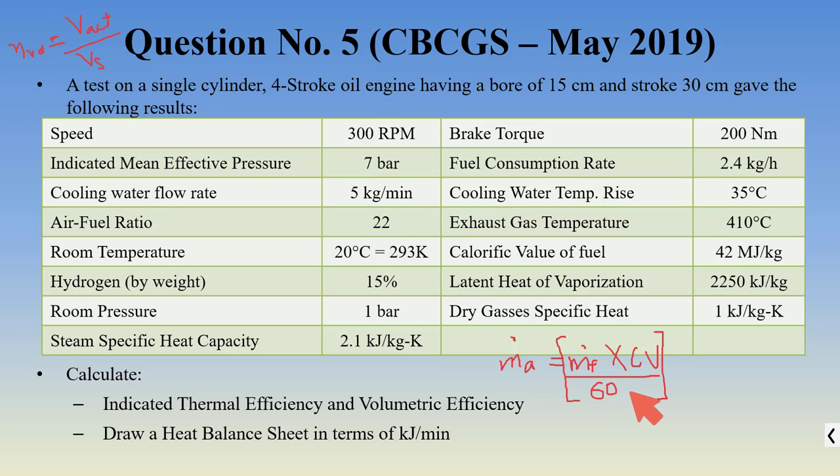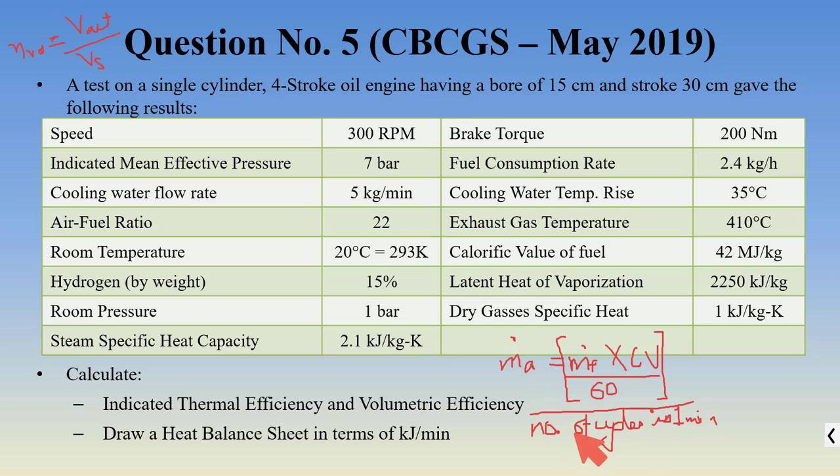Now what do we have to do? We have to convert this from per minute to per cycle. So what can we do? We can divide this by the number of cycles in 1 minute. If we divide the total amount of air that is coming into the cylinder in 1 minute by the total number of cycles in 1 minute, we will get the mass of air coming into the cylinder in one cycle.